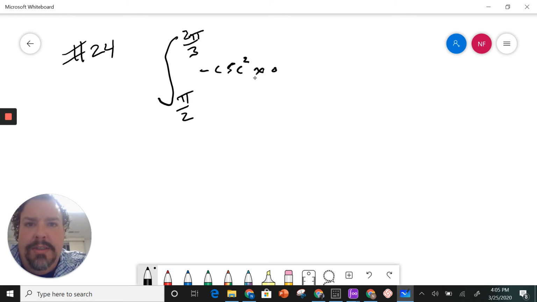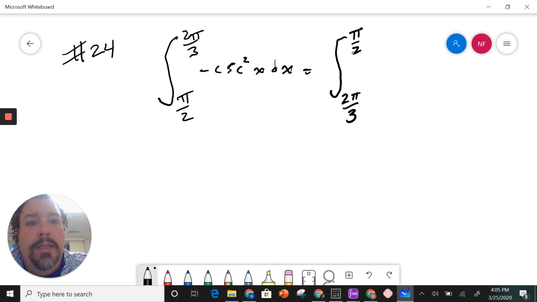x dx. And again, we don't have to worry about u substitution because cosecant squared, that's something that you should be able to integrate. But again, it's got this negative out here. So first thing I want to do is to take that negative to the outside. Let's just skip right ahead, skip a step here, and switch these bounds so we don't have to worry about the negative anymore. So upper bound now is going to be pi over 2, and the lower bound is going to be 2 pi over 3.